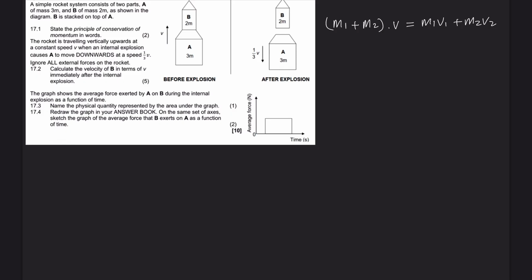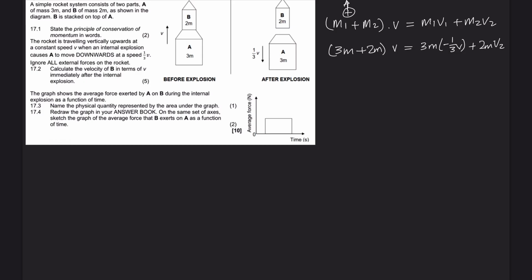Before we substitute, let's choose a direction as positive. We're going to choose up as positive. Now m1 plus m2 is 3m plus 2m, moving at a velocity of v, and that's equal to 3m multiplied by minus 1 over 3 v. I'm saying minus 1 over 3 because that's going down and we chose up as positive. And then plus 2m multiplied by v2.